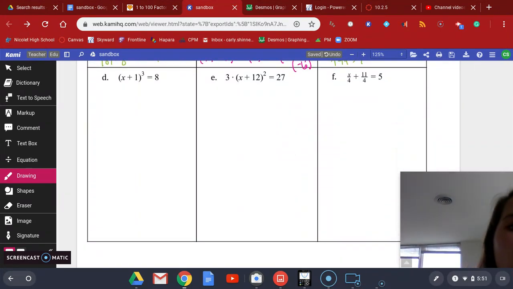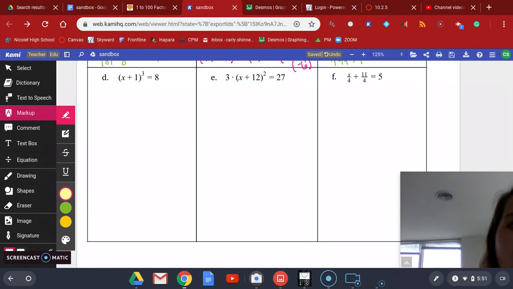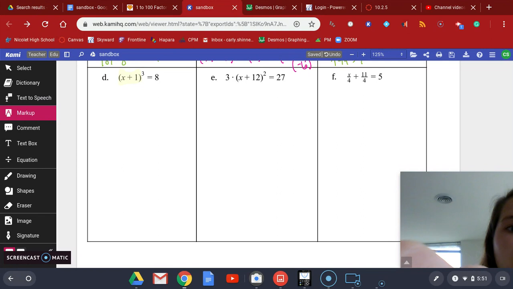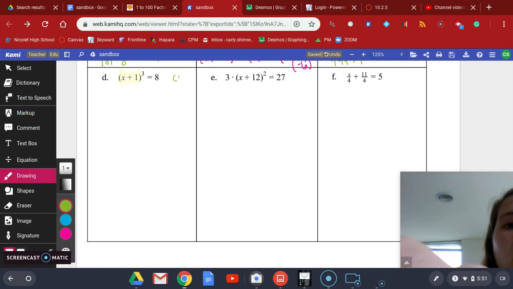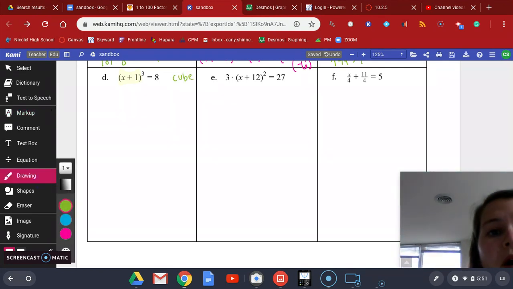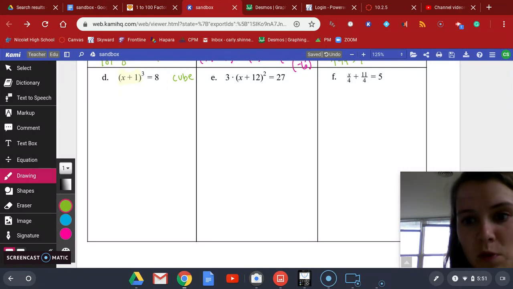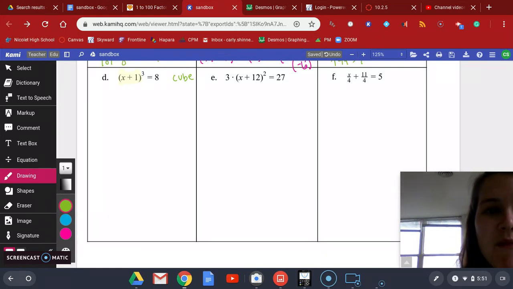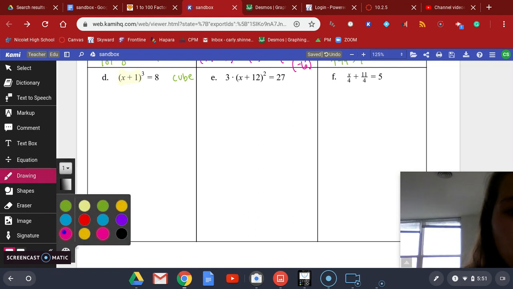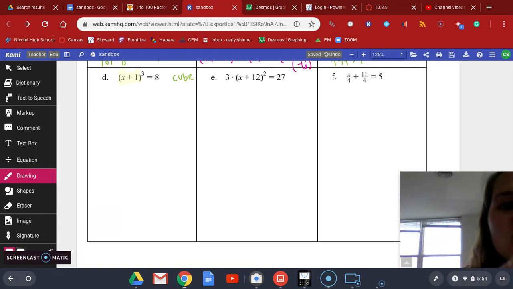The next one, this is actually a cube, right? We are taking x plus 1 to the 3rd power. So this is a cube. So my chunk here is x plus 1. What does x plus 1 have to equal? What number times what number times what number is 8? If you don't know that off the top of your head, we could do the undo method. The undo of a cube is a cube root.